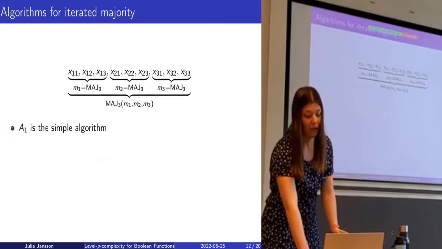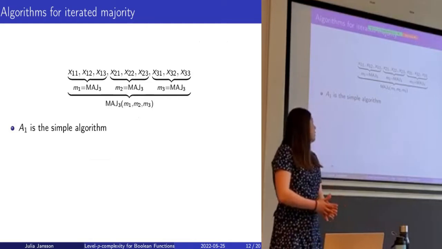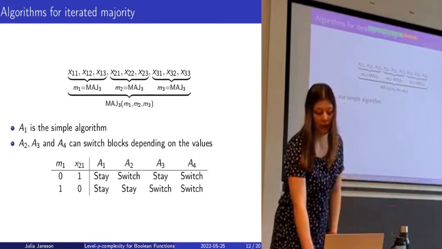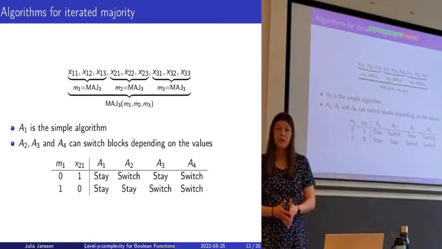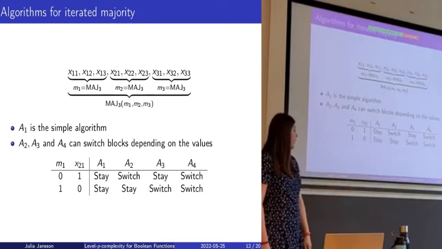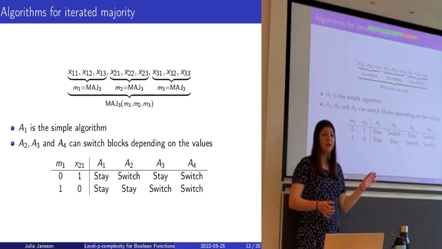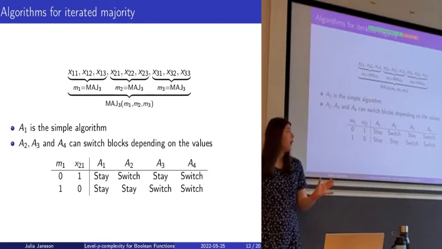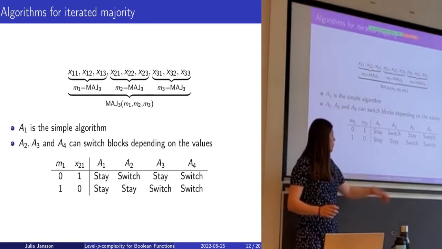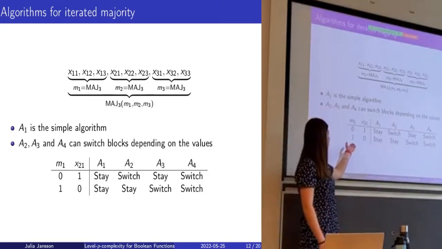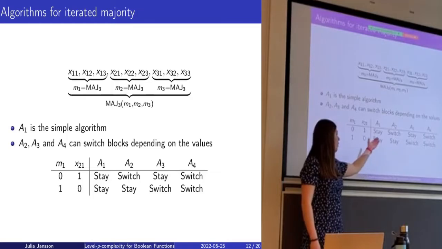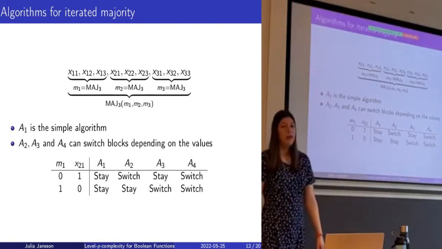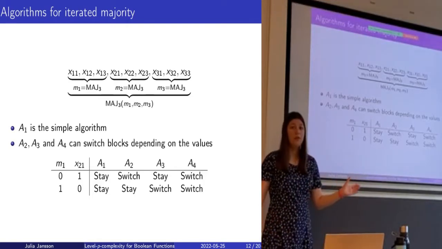So I will first explain a bit more about the algorithms. As we said before, A1 is a simple algorithm. It just goes on and it never switches. And then we have three different ways of switching. So we have A2, A3, and A4. If both the majority in the first block and the first value of the bit in the second block are the same, there's no use in switching. But if they are different, we could switch in some different ways. So for example, if m1 is 0 and x21 is 1, we switch for algorithm A2. But if m1 is 1 and x21 is 0, we stay. And A3 is the same but the other way around, and then A4 switches in both cases.